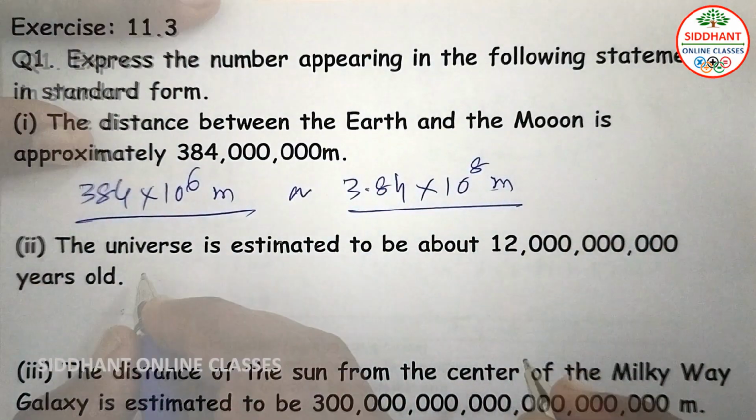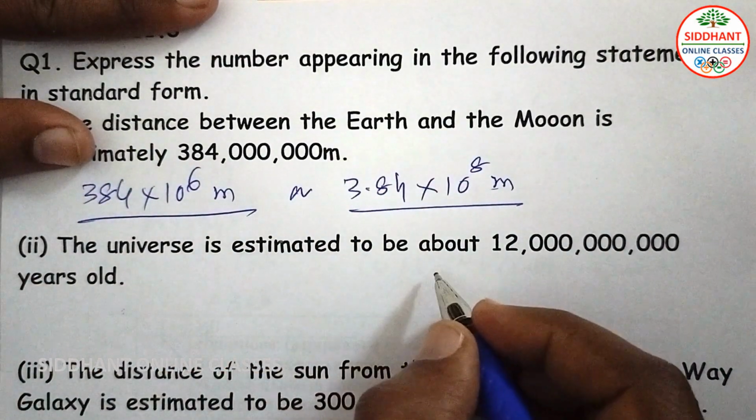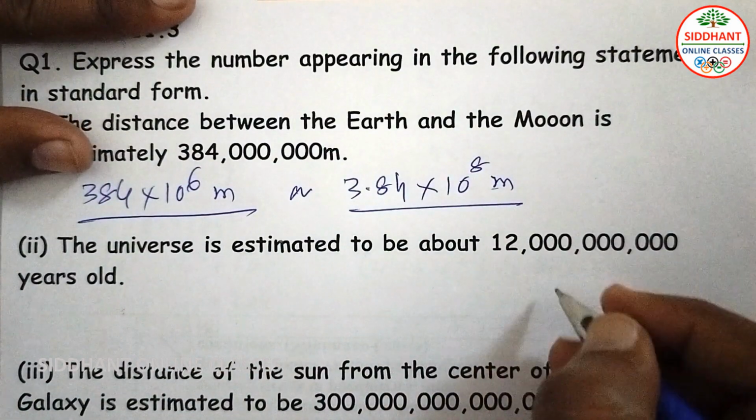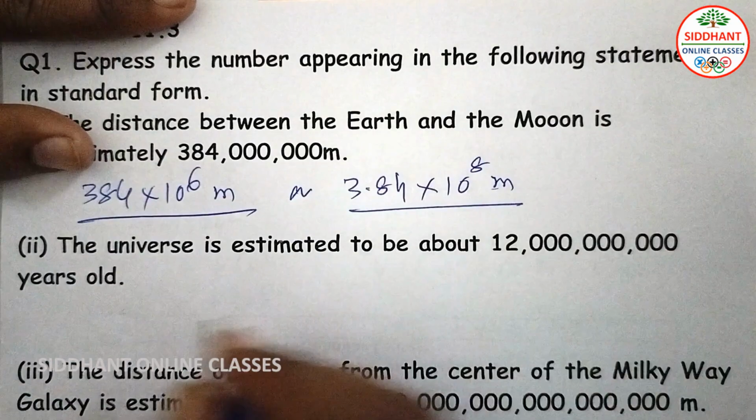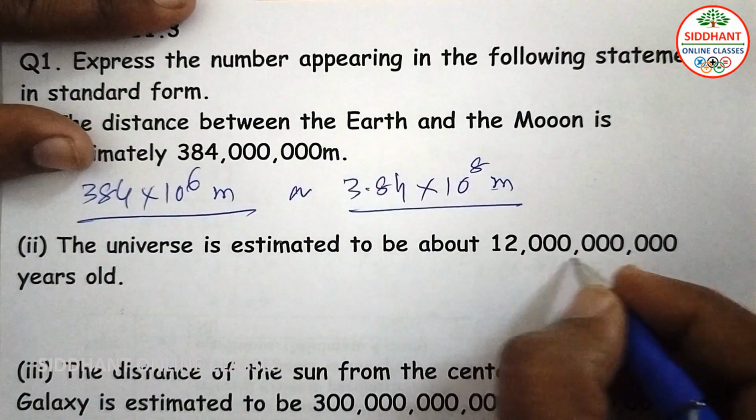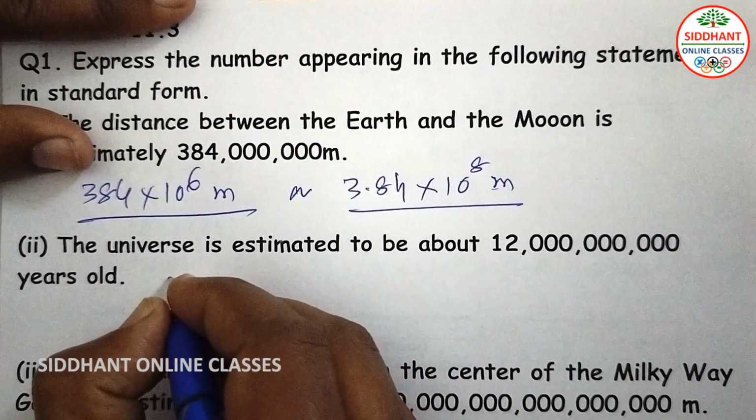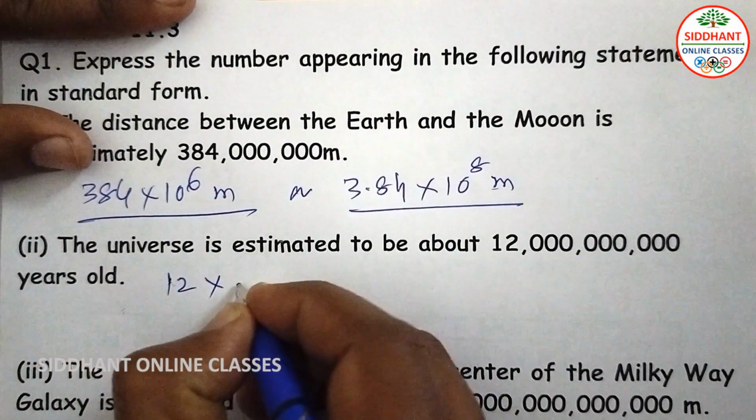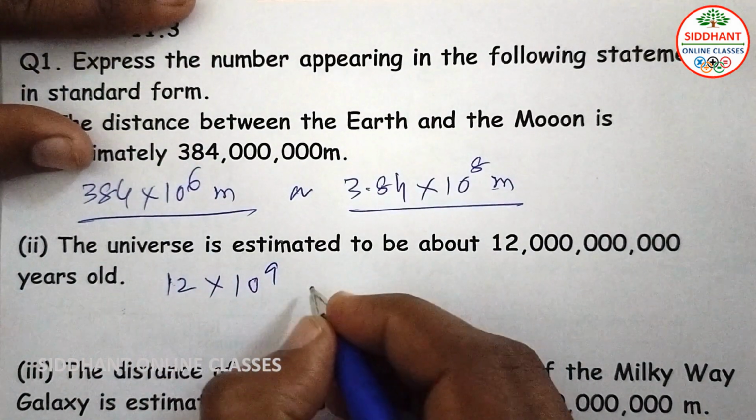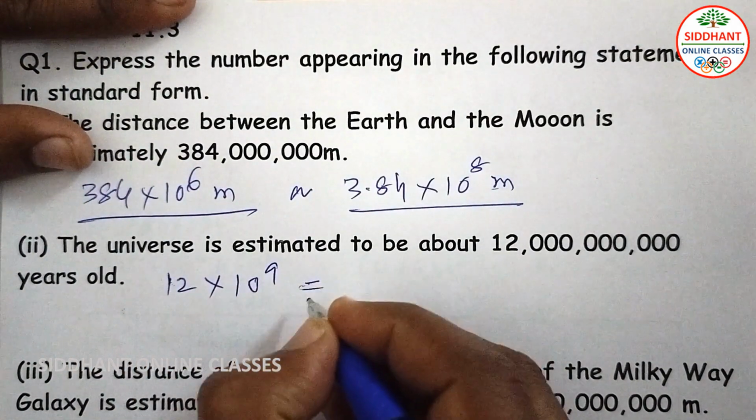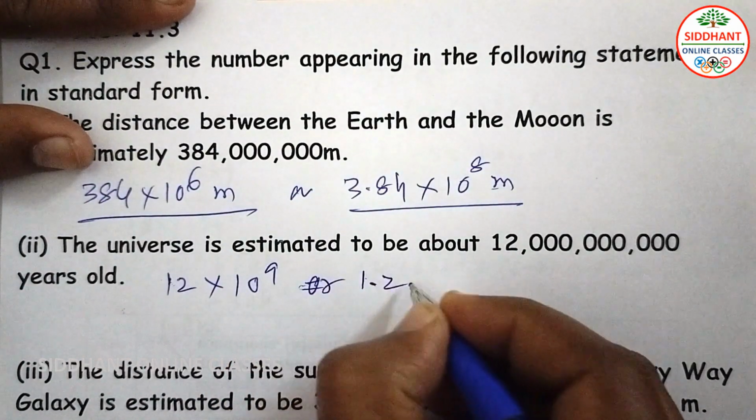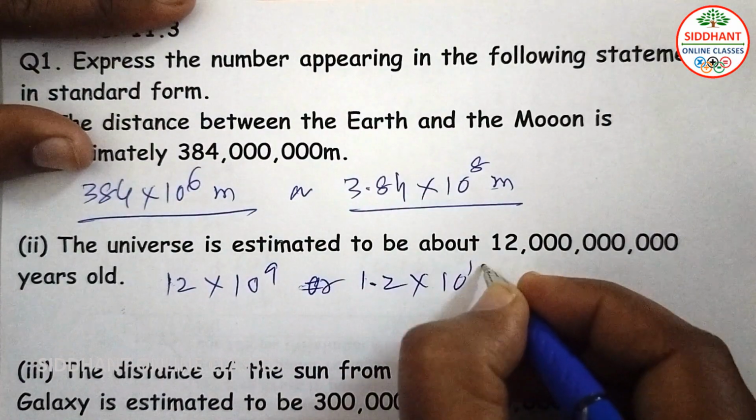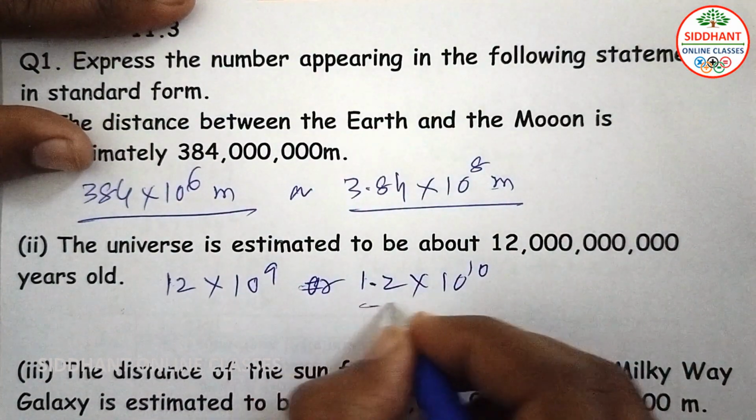meters. Second, the universe is estimated to be about 12,000,000,000 years old. That means here 9 zeros are there. That means 12 into 10 to the power of 9 here. It can also be written as 1.2 into 10 to the power of 10 years old.